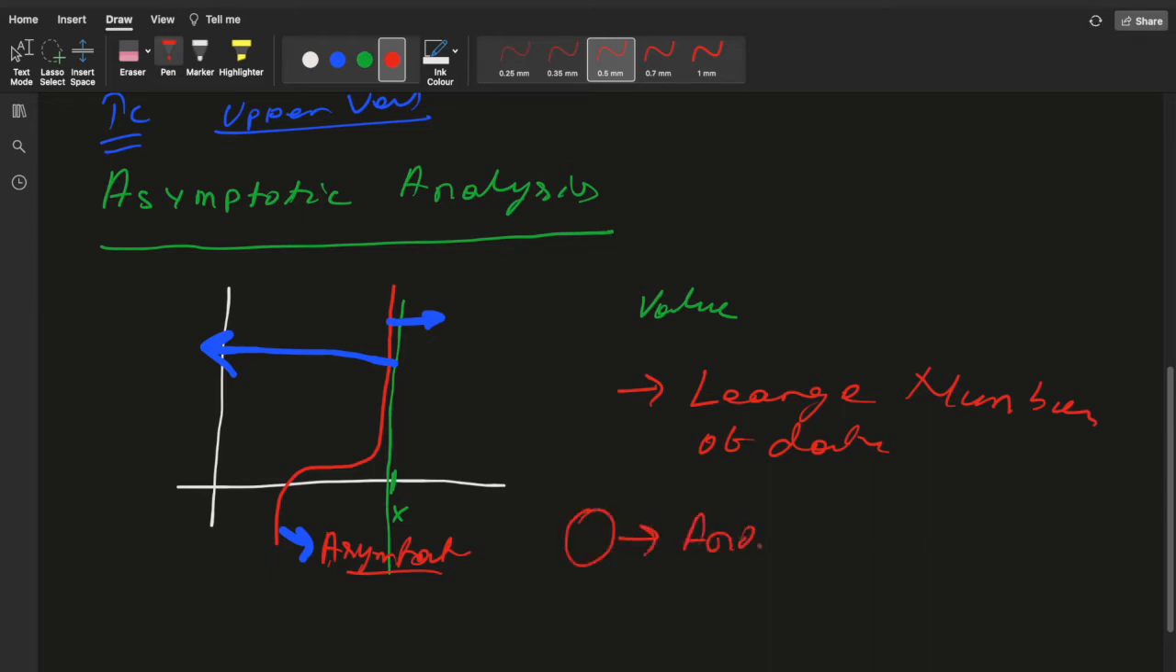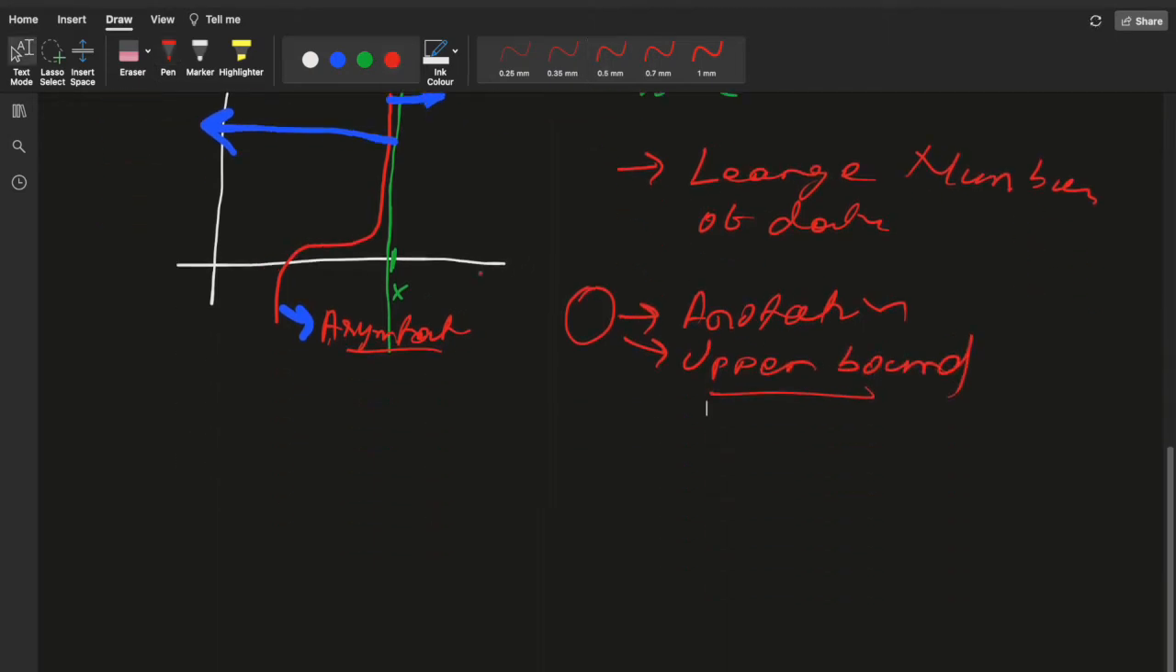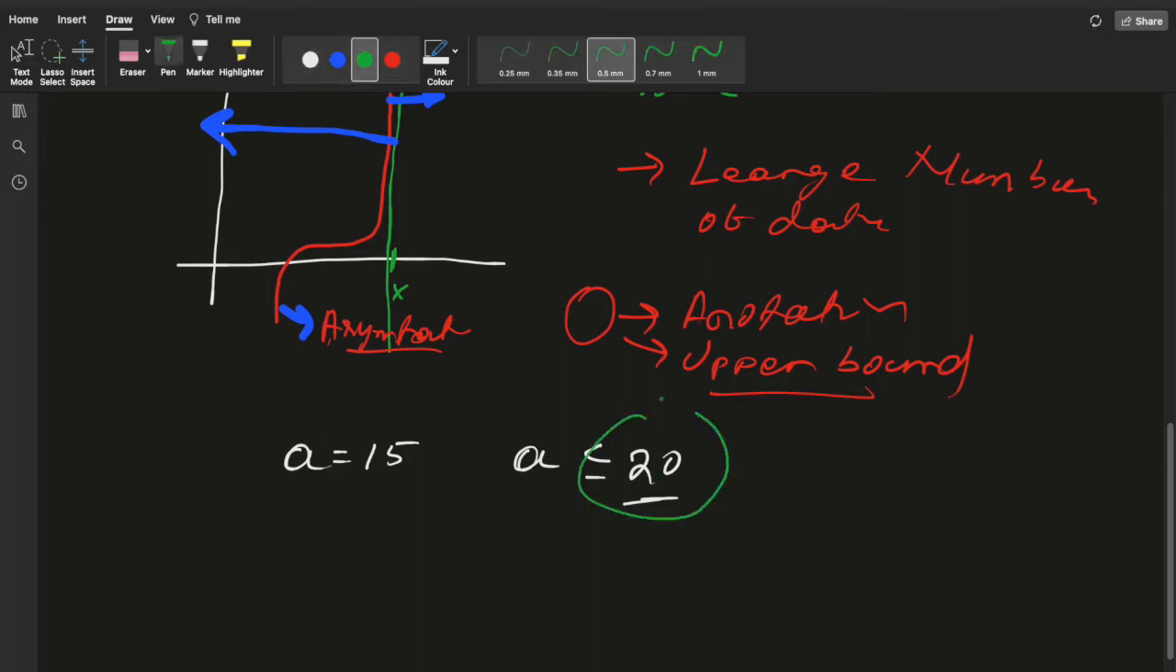And in asymptotes there is a concept called Big O notation, also known as upper bound. What is upper bound? Let's say I have one example, my a value is 15, and it should be within a boundary of 20. So the upper bound is 20. A's upper bound is 20. This a value will never be considered greater than 20. It should be under 20 or it should be 20. It will not go beyond that. So this is called the upper bound. So Big O notation is also known as upper bound.